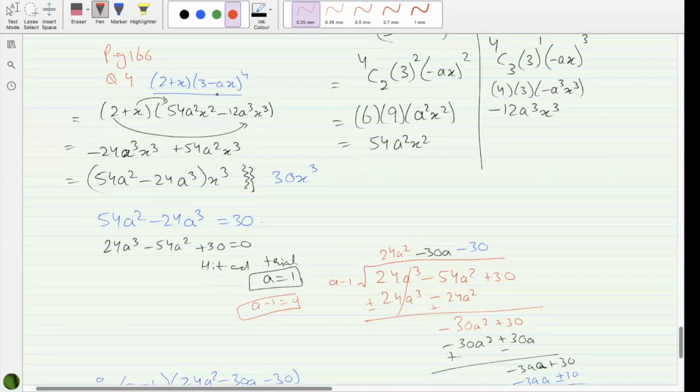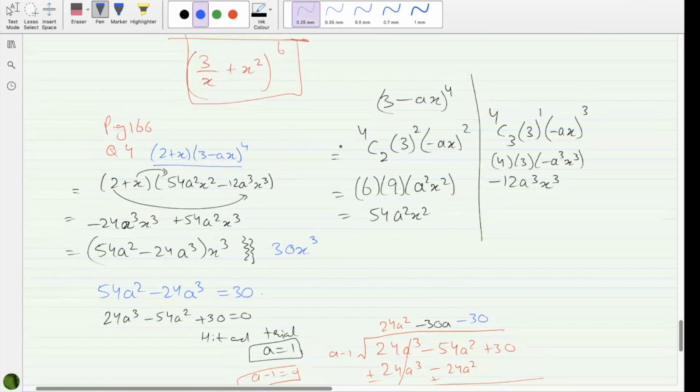2 plus x times (3 minus ax) power 4. So 2 plus x does not have any power, so it stays there. And in the second term, we will need the terms x square and x cube, because when we multiply the 2 with x cube, that will be our required term. And then the second step, when we multiply x with x square, that will make it x cube again. So these two will be our required terms. So we chose to write x square and x cube only.